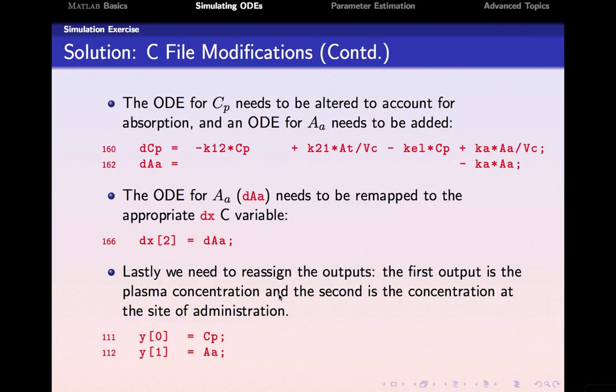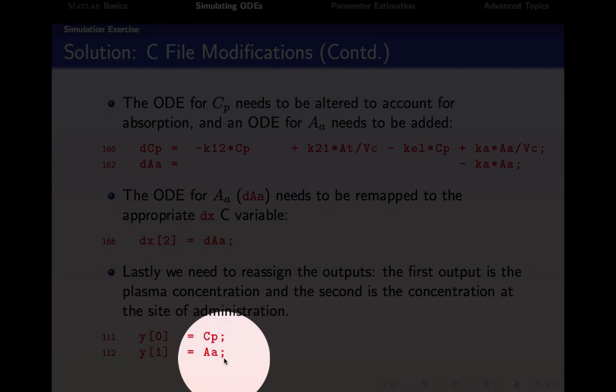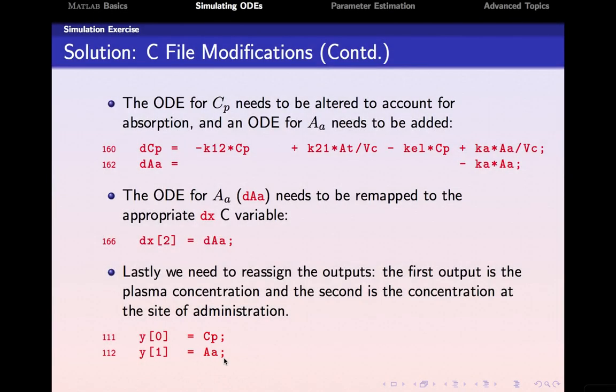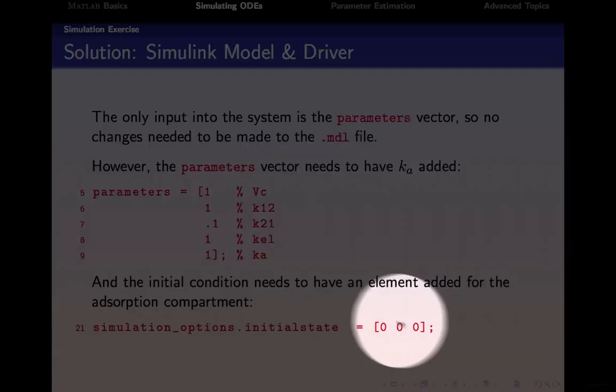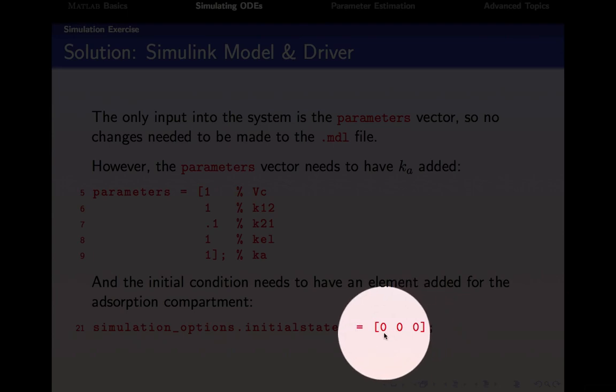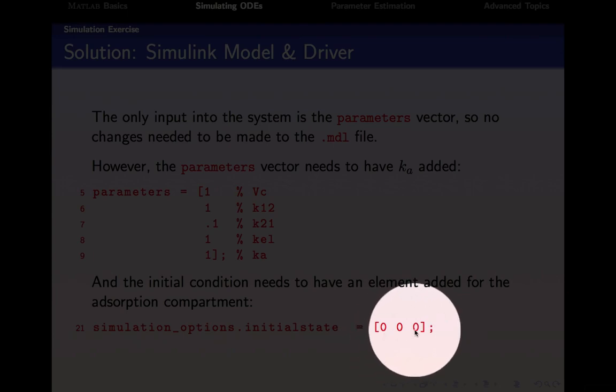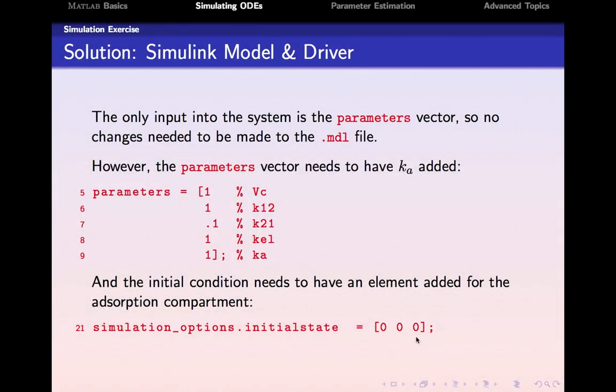Then if we go to the output section, we have our first output, which is CP, and our last output, which is AA. And remember that above this we have the common block where CP and AA have been defined. If we look at the driver file, we have our vector of parameters here, and then we have to reinitialize our initial condition at 0, 0, and then we have another state at 0. Remember, this third state represents the site of administration.